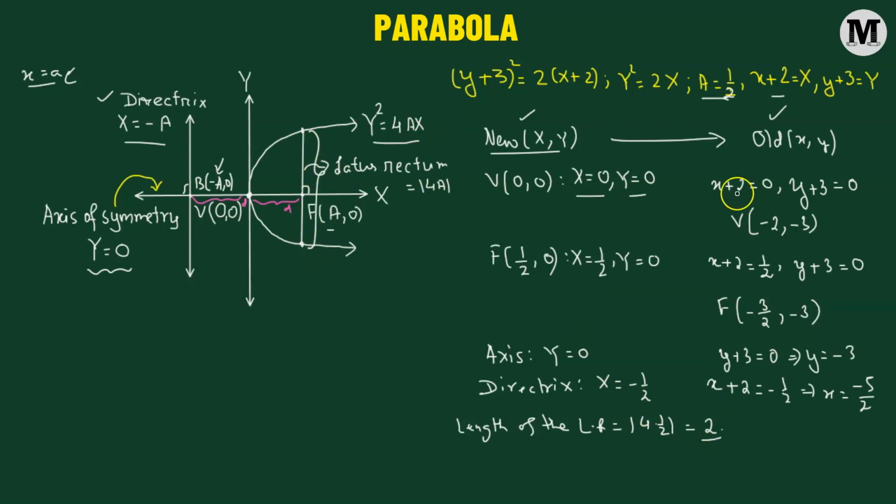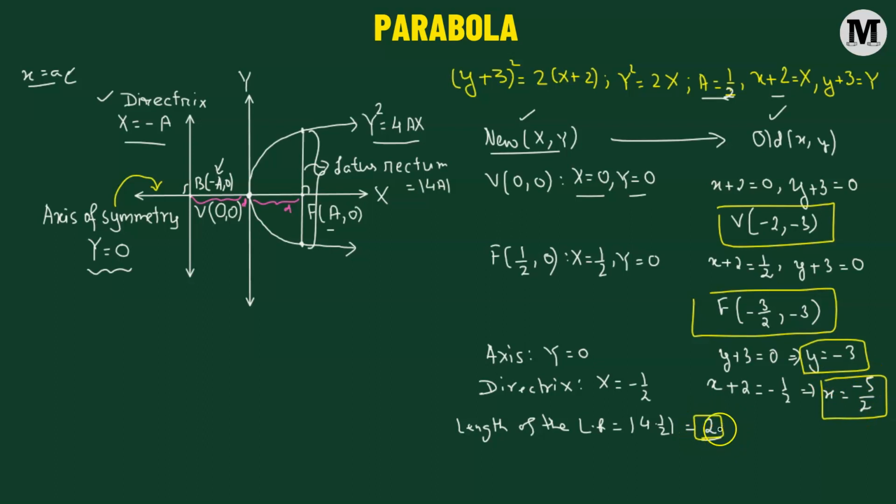So we have successfully obtained the coordinates of the vertex of the parabola. That's going to be at -2, -3. The coordinates of the focus will be at -3/2, -3. The equation of the axis will be y equals -3. The equation of the directrix will be x equals -5/2. And the length of the latus rectum will be 2 units for the parabola given by y plus 3 whole squared equals 2 times x plus 2.